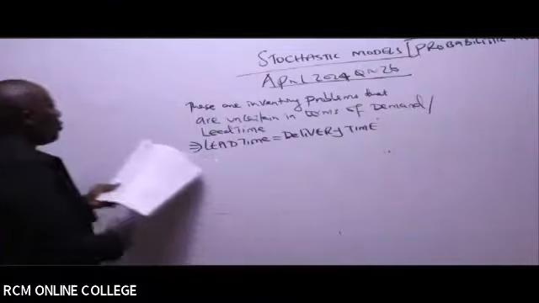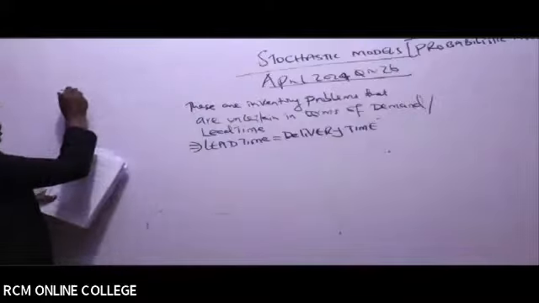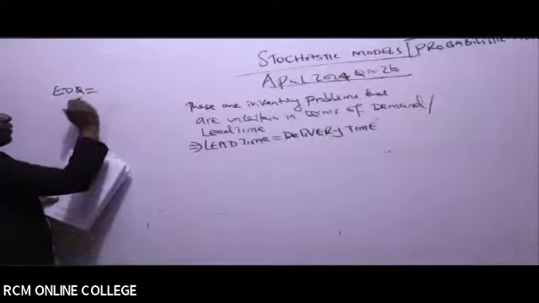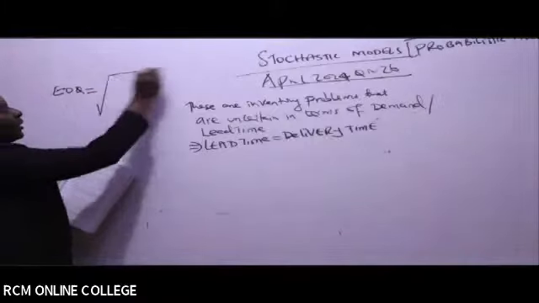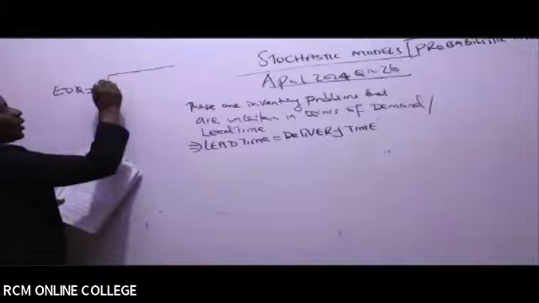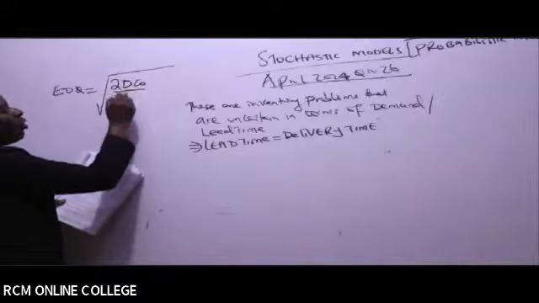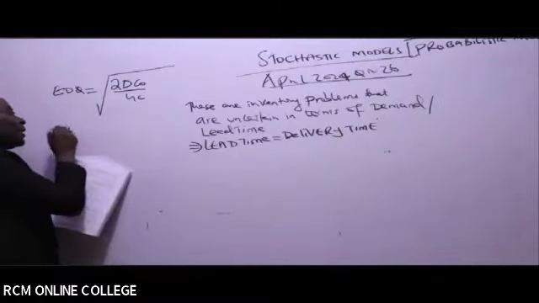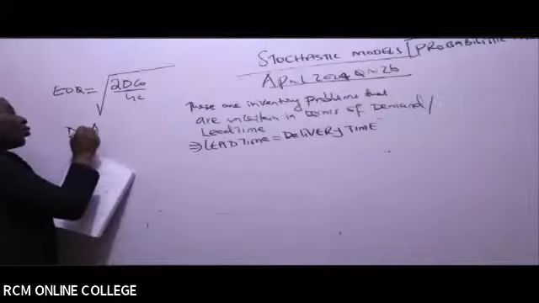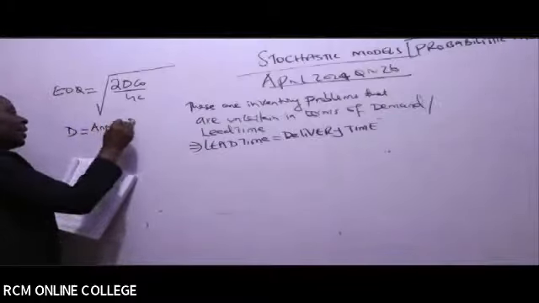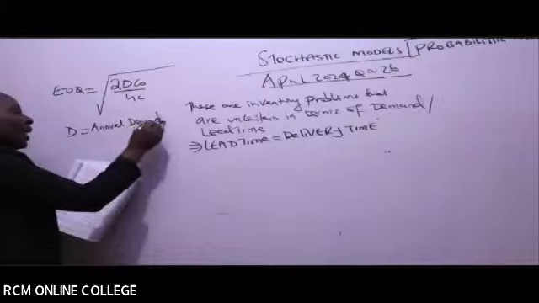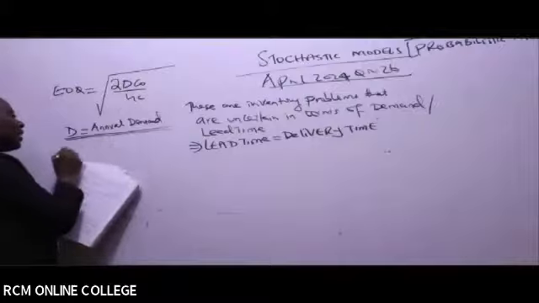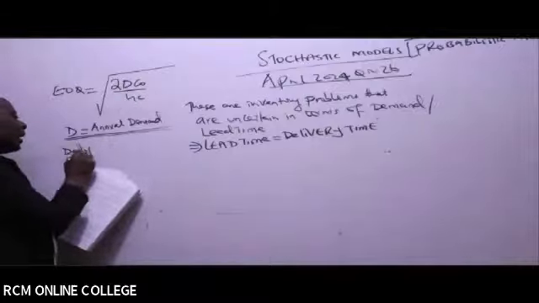Very easy. How do we get economic order quantity? How do we get this EOQ, my friends? I may forget about everything, but I will always remember that there is a square root. So it is square root of 2DCO over HC. Now, ladies and gentlemen, remember that this D is annual demand.